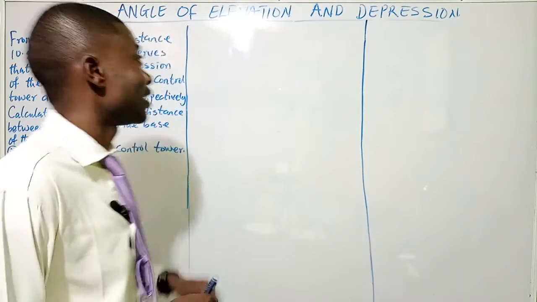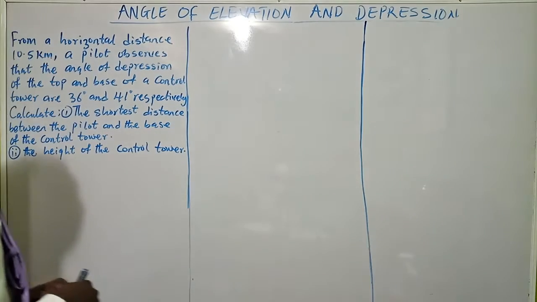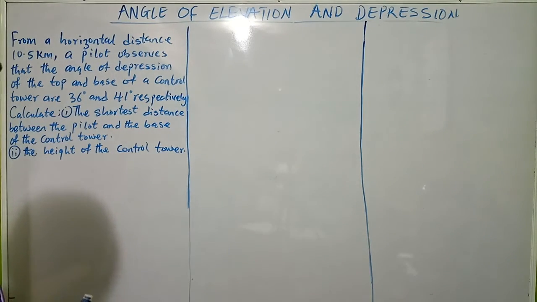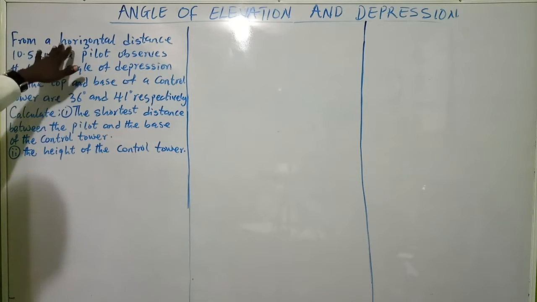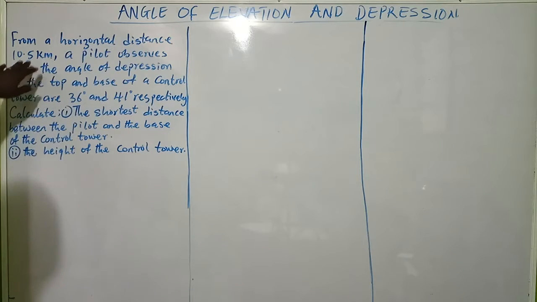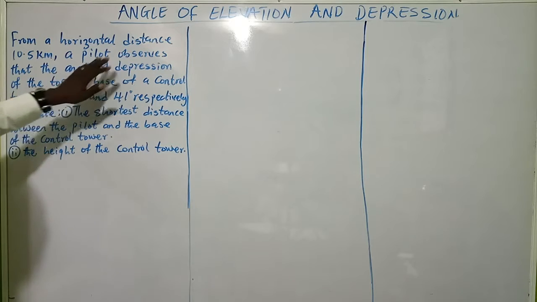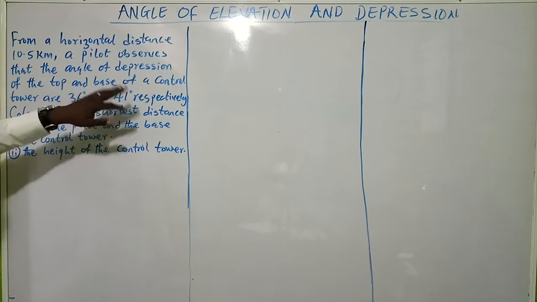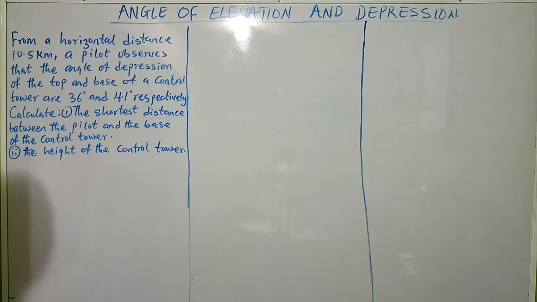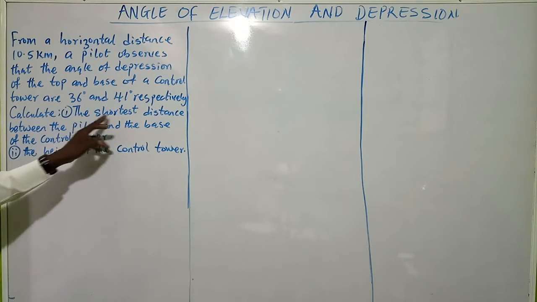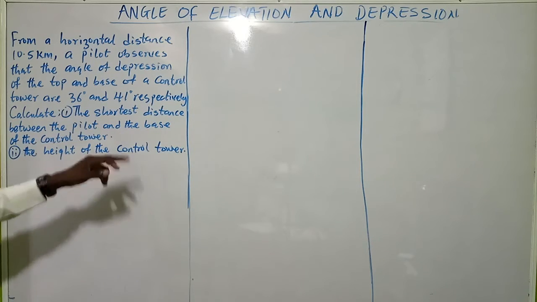Thank you so much. Now we have a question here that we're using to demonstrate how we can answer, this time more on angle of depression. It says that from a horizontal distance of 10.5 kilometers, a pilot observes that the angle of depression of the top and the base of a control tower are 36 degrees and 41 degrees respectively. Now we expect to calculate the shortest distance between the pilot and the base of the control tower, and then the height of the control tower.